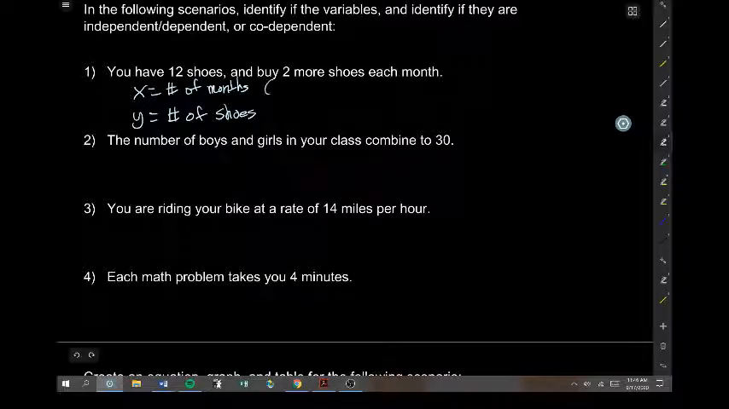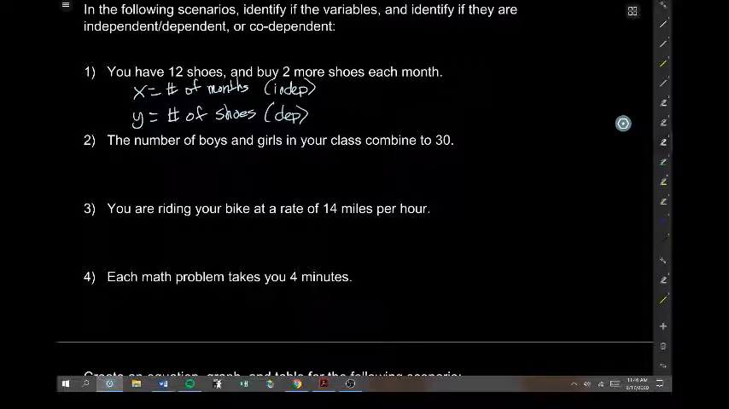X is our independent variable. Time passes without us caring how many shoes there are. Even if we are or are not getting shoes, time will pass. Time is usually your independent variable. Not always, but usually. The number of shoes we have depends on the time. If it's been 3 months, we'd have 6 more shoes, we'd be at 18.